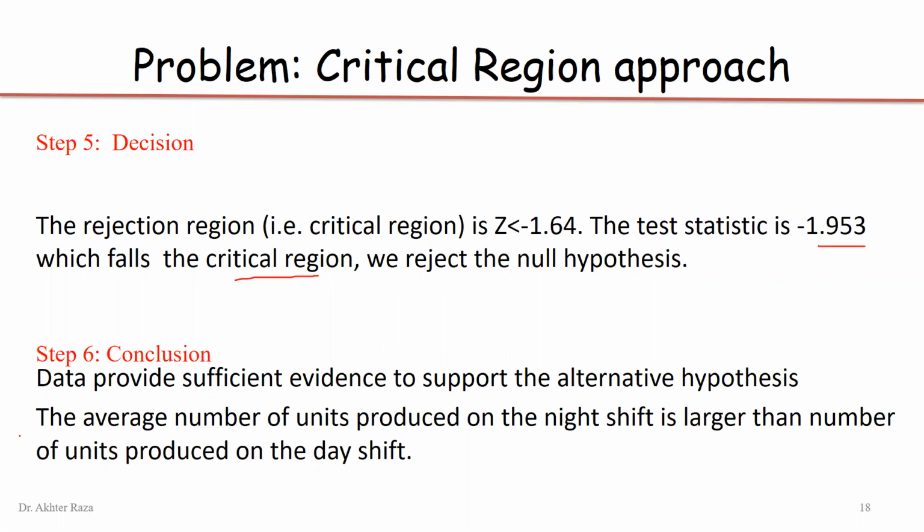And the conclusion is what? The average number of units produced in night time is larger than the average units produced in the daytime. That is the conclusion. It means the workers are more efficient in night time as compared to the daytime. That is the conclusion of this problem.